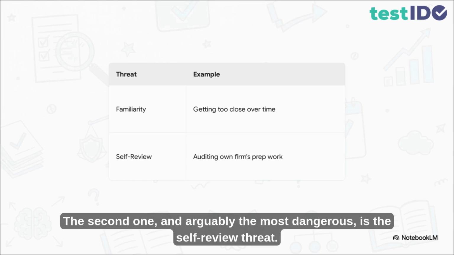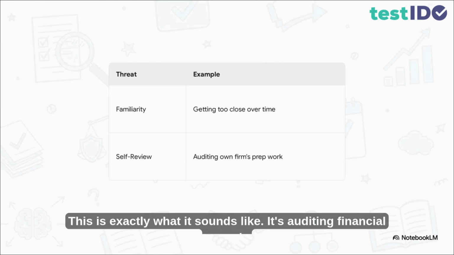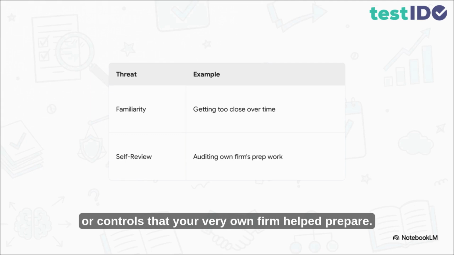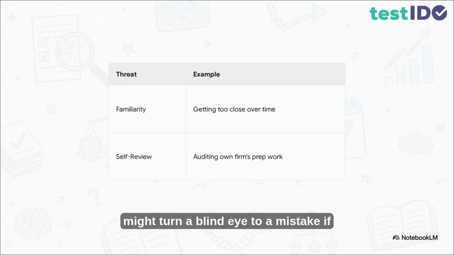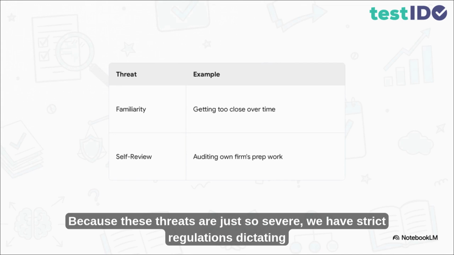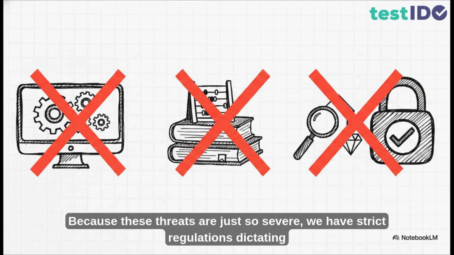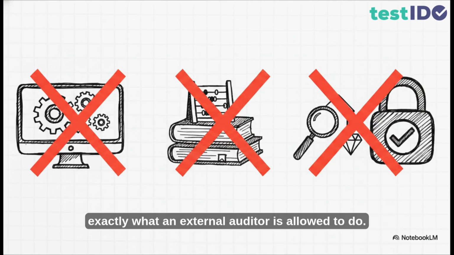The second one, and arguably the most dangerous, is the self-review threat. This is exactly what it sounds like. It's auditing financial records or controls that your very own firm helped prepare. I mean, you can easily see how an auditor might turn a blind eye to a mistake if their own colleagues made it, right? Because these threats are just so severe, we have strict regulations dictating exactly what an external auditor is allowed to do.